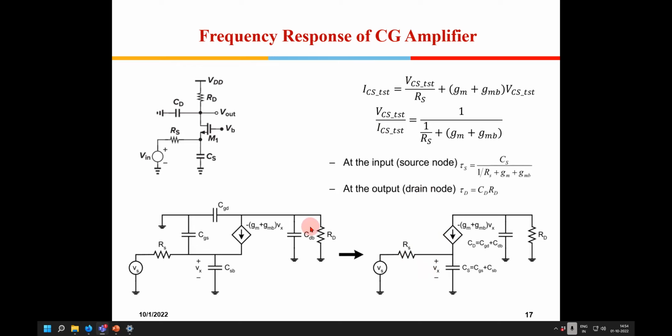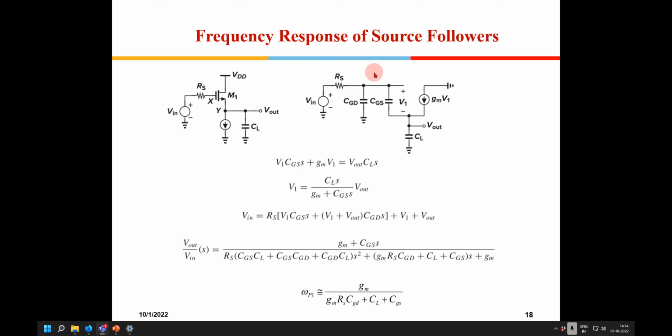You need not worry about any numericals from this particular lecture. Just the basic concepts you have to remember. Similarly, for a source follower amplifier also, if you see the analysis here, it doesn't have a serious frequency attenuation issue. So these are the things which you need to remember.